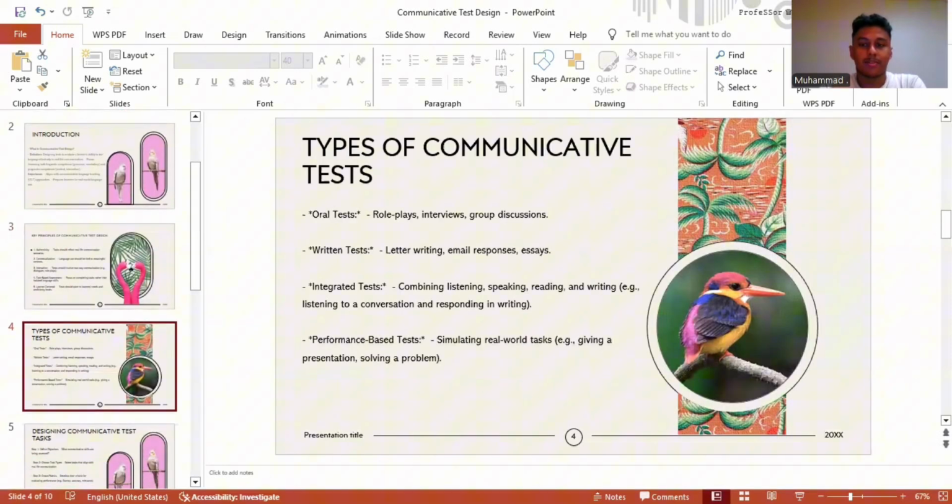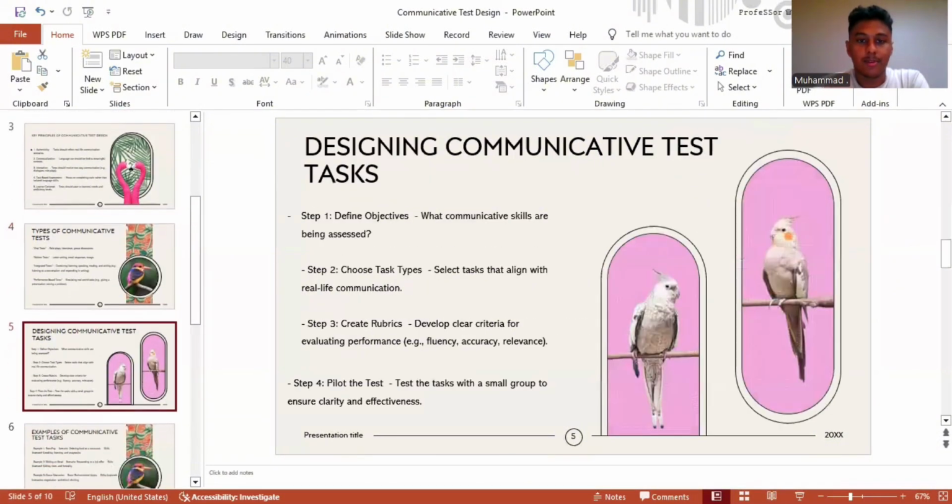Types of communicative tests: oral tests, role plays, interviews, group decisions. Written tests: letter writing, emails, response essays. Integrated tests, combining listening, speaking, reading, and writing, such as listening to a conversation and responding in writing. Performance-based tests, simulating real-world tasks, giving a presentation, solving a problem.